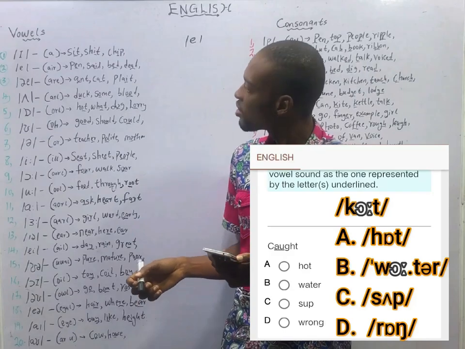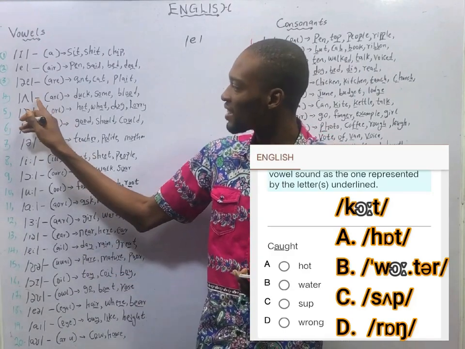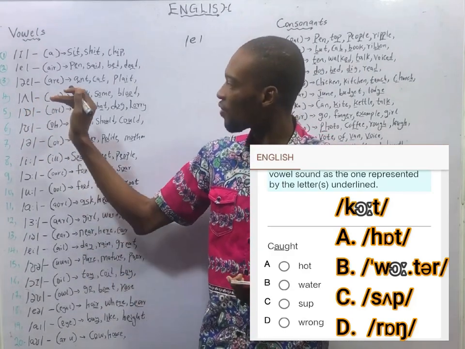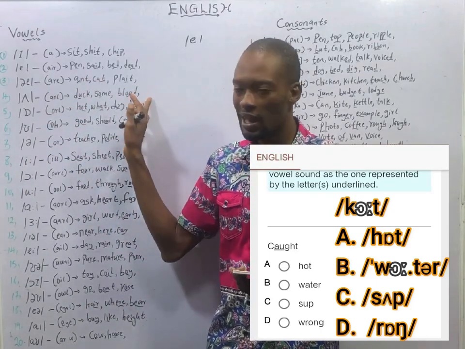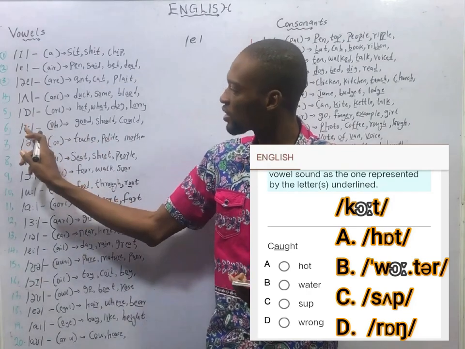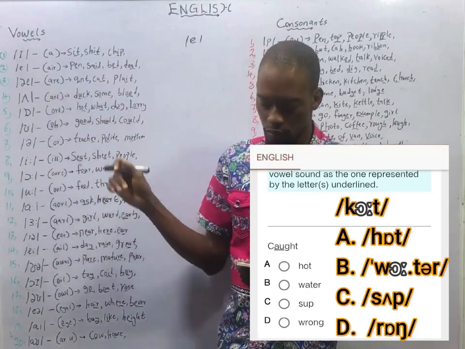Option C is "sap". It has the R sound, as in dark, as in sam, as in blood. This is "blood", not "blood". It doesn't have the O sound. It has the R sound.